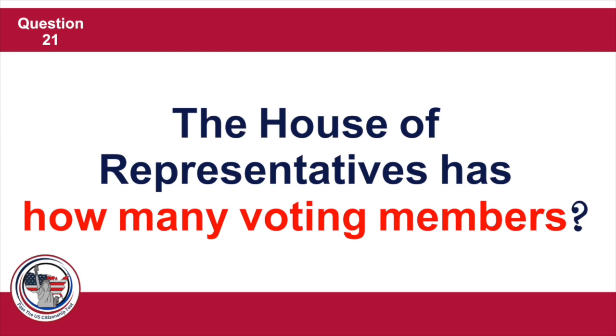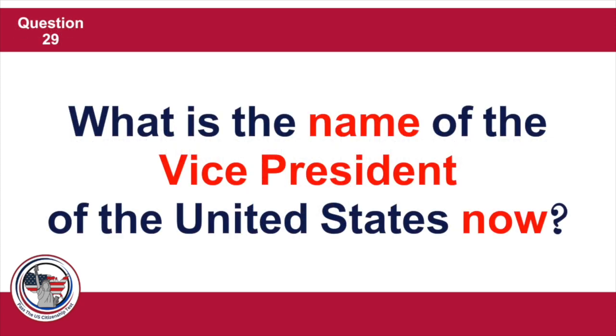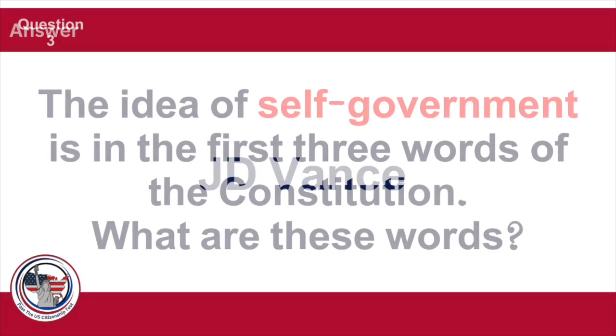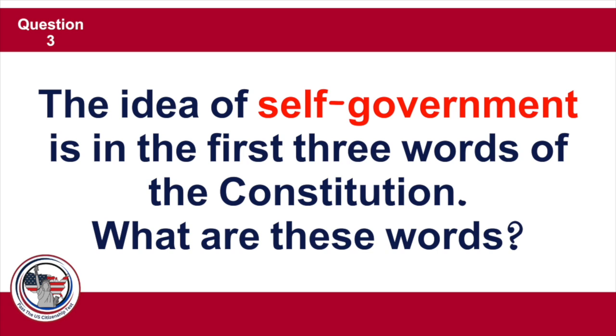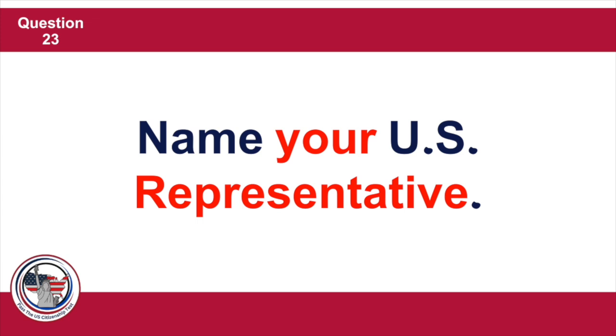The House of Representatives has how many voting members? 435. What is the name of the Vice President of the United States now? J.D. Vance. The idea of self-government is in the first 3 words of the Constitution. What are these words? We the people. Name your U.S. representative.